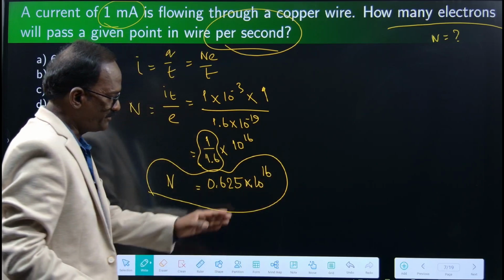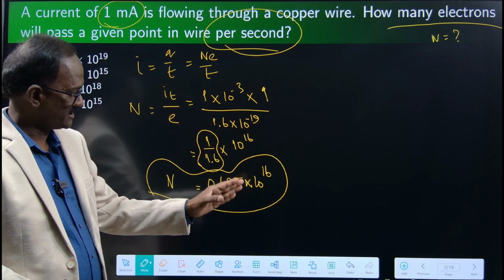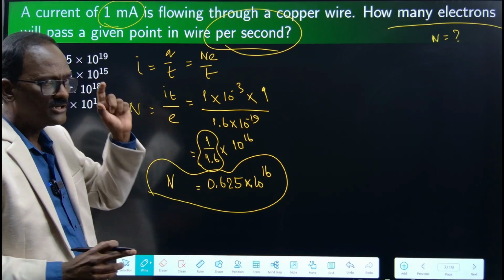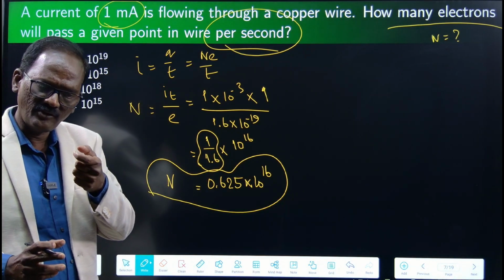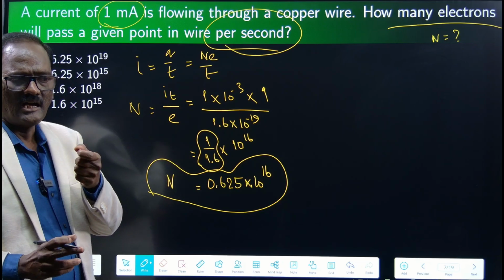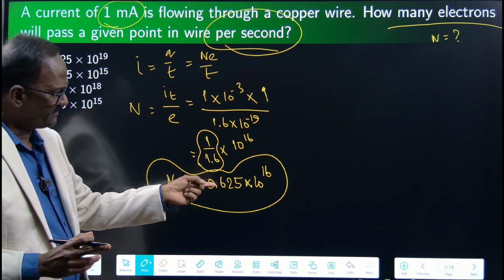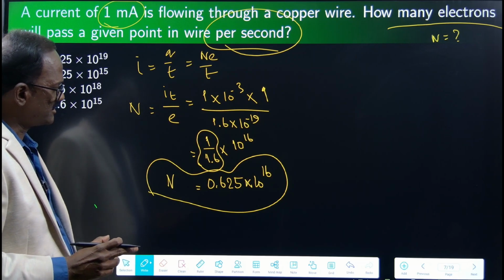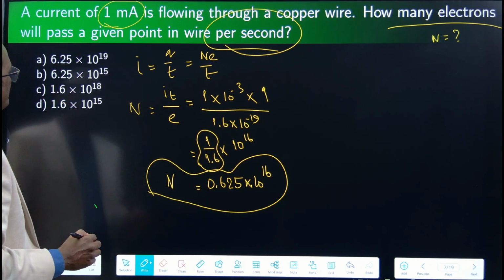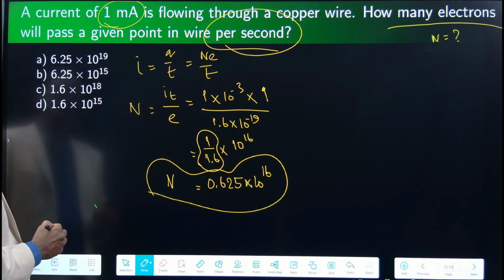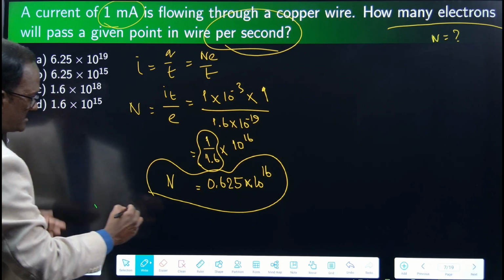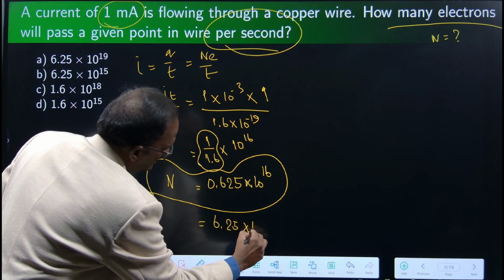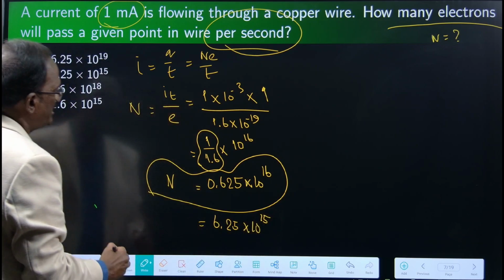Such a big number, 10 to the power of 16. This much of electrons are needed to create just 1 milliampere. Look at the value. A very, very minimum value of current has to be created if the conductor is carrying this much of electrons. N is equal to 0.625 into 10 to the power of 16. I can rewrite it as 6.25 into 10 to the power of 15. This will be the answer.